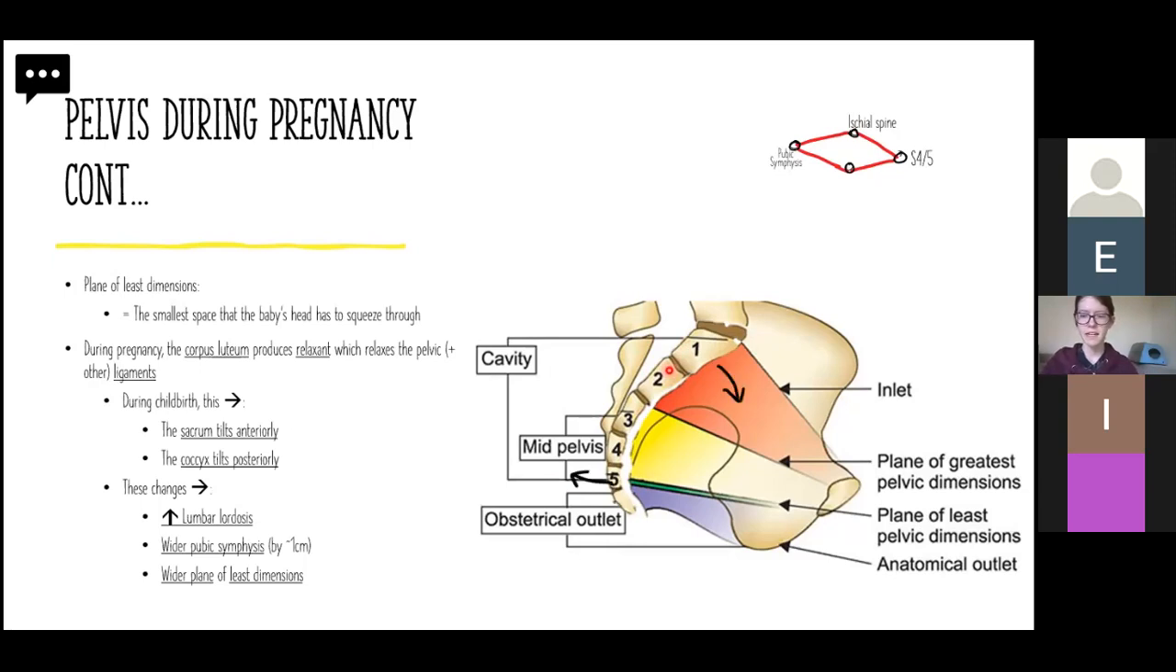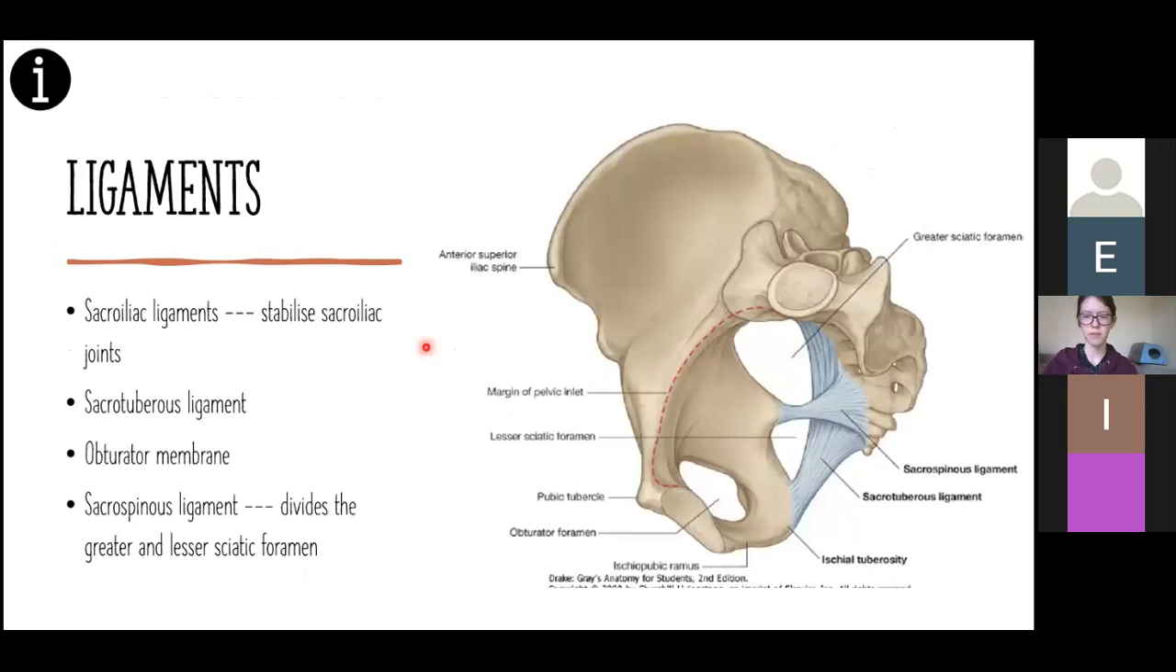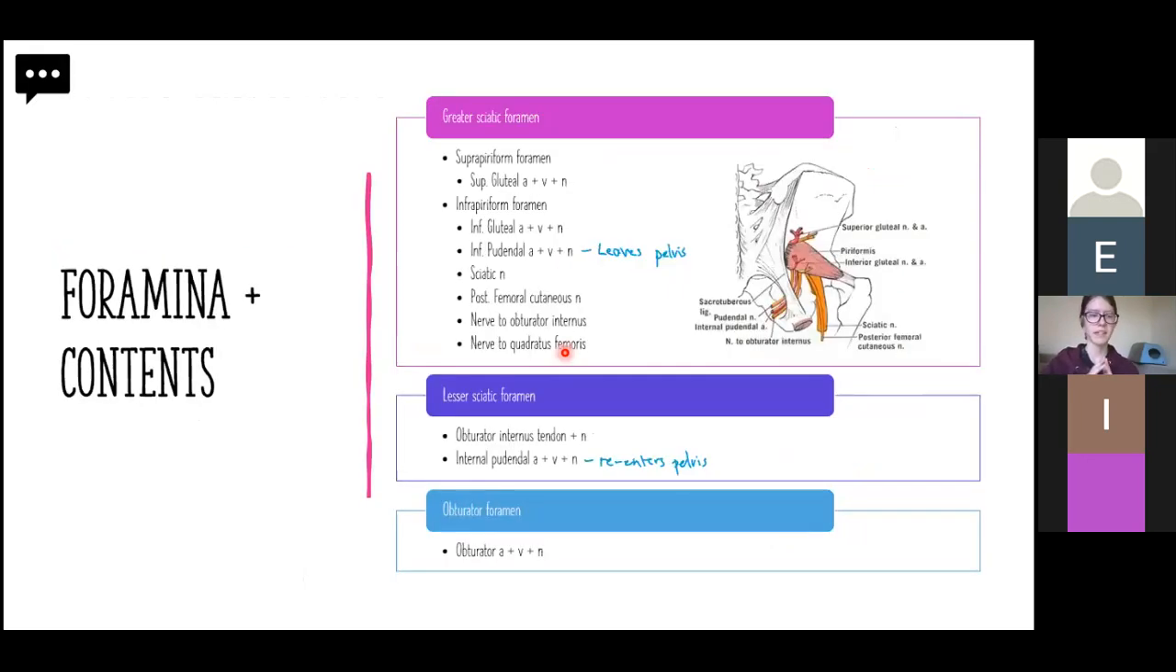All right, here are some ligaments. They're just there for your reference. Really, I don't think it's that important, to be honest, but something you just need to memorize. What is important is the foramina and the contents in that.